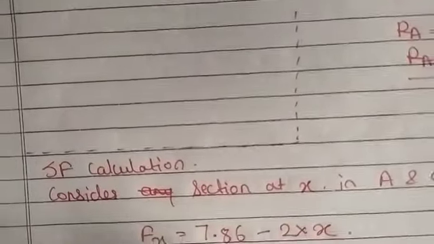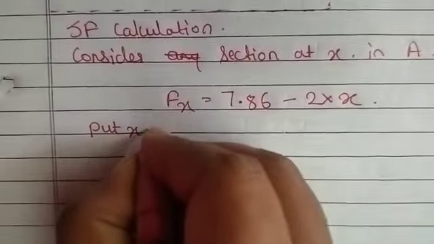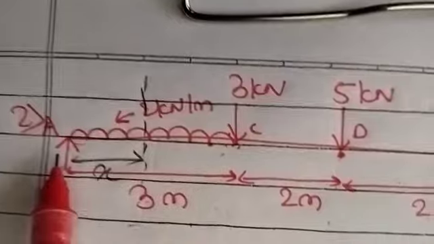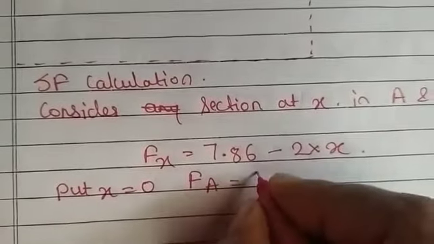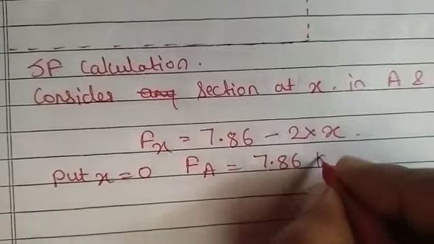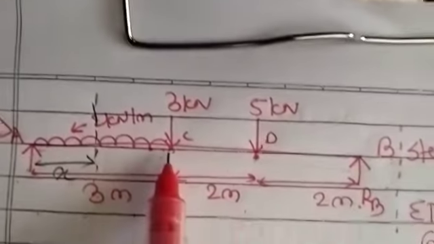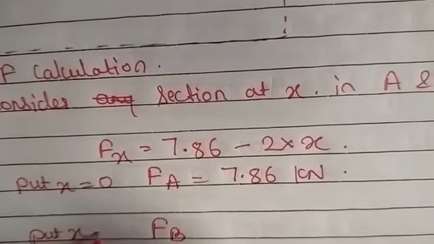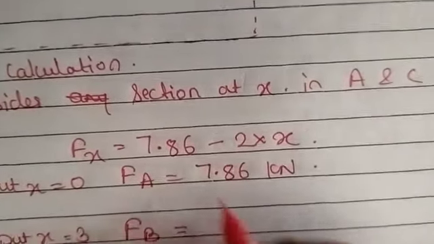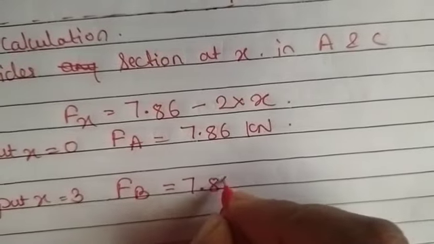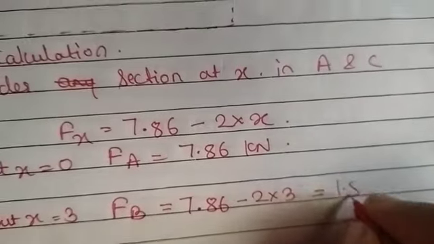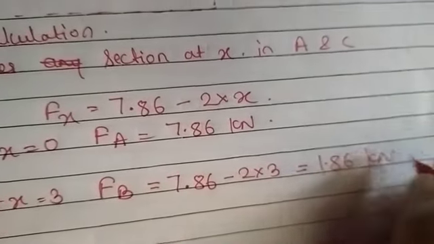Now if we put x equal to 0, that is at point A, FA will be equal to 7.86 kilonewton. Now at point C, x is equal to 3 meter. So if we put x equal to 3 meter, FC will be equal to 7.86 minus 2 into 3, and the answer will be 1.86 kilonewton.